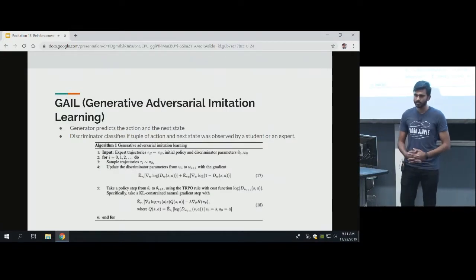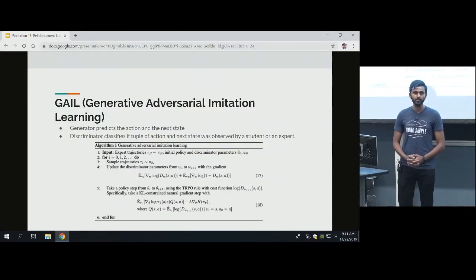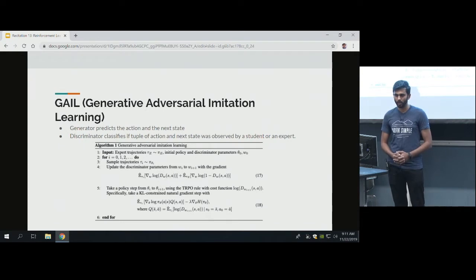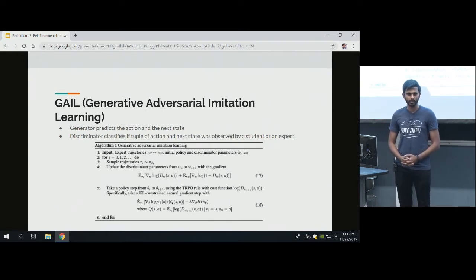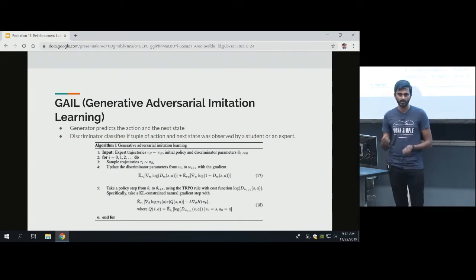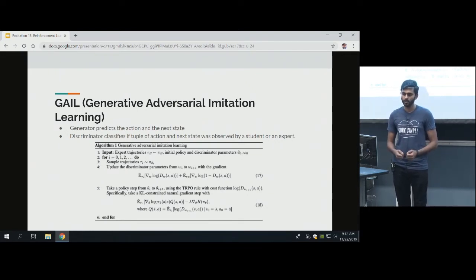So supervised learning is one way of doing it. Another way of performing imitation learning is generative adversarial imitation learning, which is basically using a GAN to perform imitation learning. Last week we saw GANs, where you have a generator and a discriminator, and the generator tries to fool the discriminator, and the discriminator tries to tell apart samples which are real and fake.